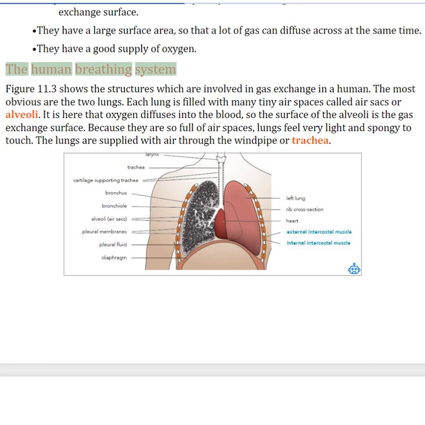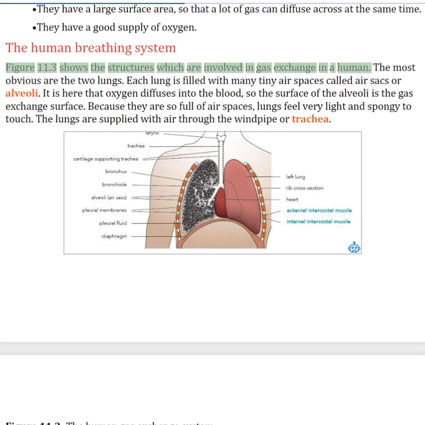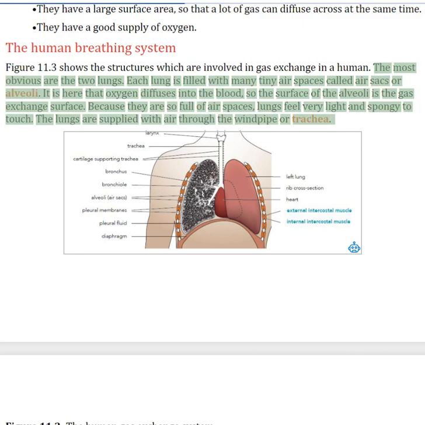The human breathing system. Figure 11.3 shows the structures which are involved in gas exchange in a human. The most obvious are the 2 lungs. Each lung is filled with many tiny air spaces called air sacs or alveoli. It is here that oxygen diffuses into the blood, so the surface of the alveoli is the gas exchange surface. Because they are so full of air spaces, lungs feel very light and spongy to touch. The lungs are supplied with air through the windpipe or trachea.